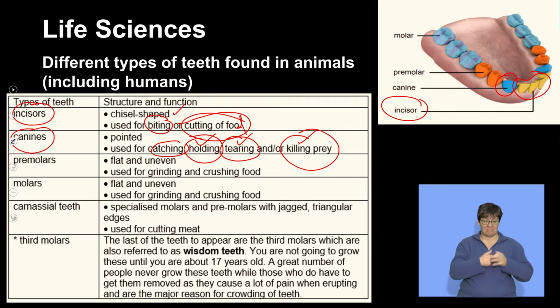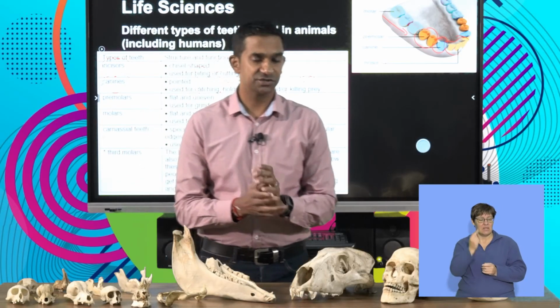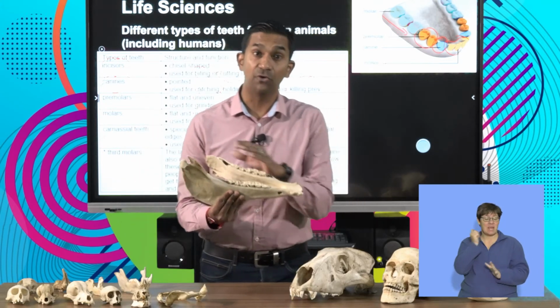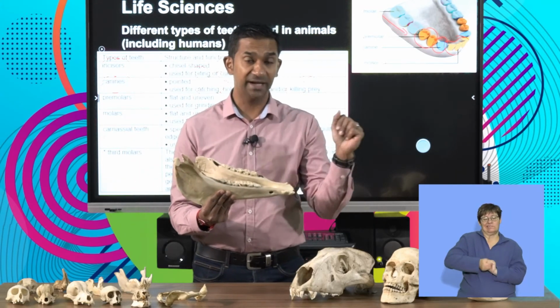The next set of teeth we look at are your premolars. These are the ones that are situated behind the canines but in front of your molars. Again, they're generally flat and uneven. They're used for grinding and crushing food. If you think about the functions, these are the teeth that are probably the best suited for organisms that chew and grind a lot.